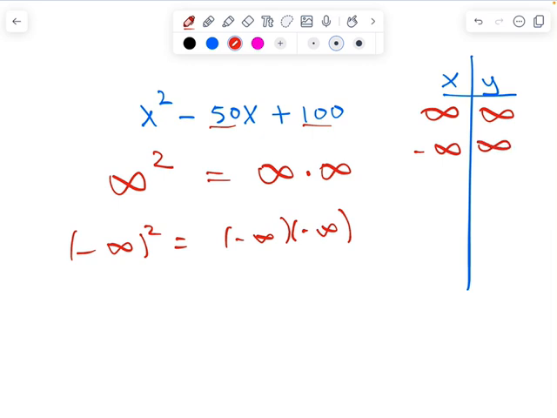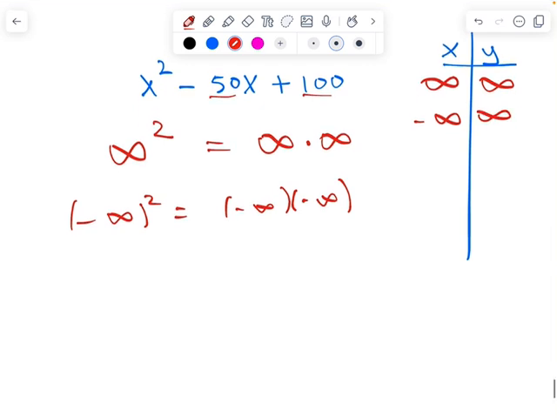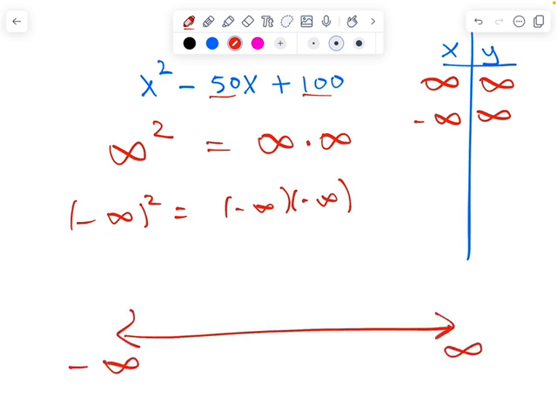So if I do a really rough graph of this shape, here's my x-axis. This side is infinity, this side is negative infinity. Let's say I start here, as I move to the right, as I approach infinity, then my y value has to go up. And here as I approach negative infinity, as I go to the left, my y values also go up.